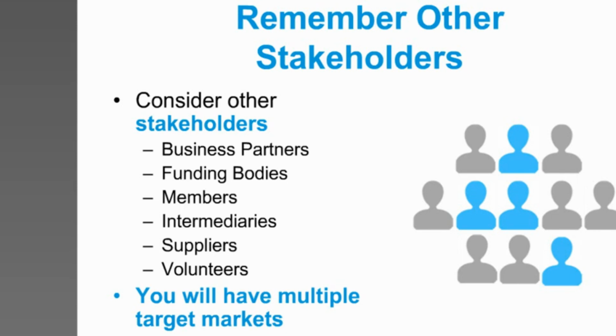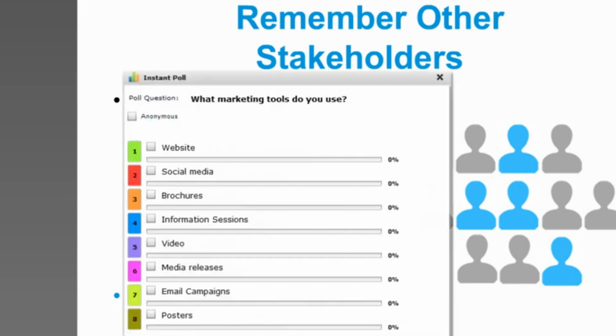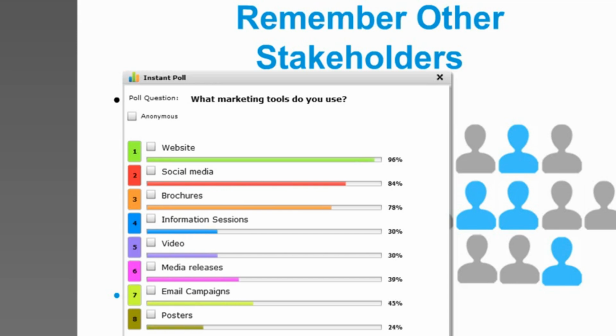So this one's really referring to marketing tools. What marketing tools do you currently use? Now this is a multiple choice question, so I'm going to launch this and you can pick as many as you like. So we've got, here we go, website. Do you currently use your website as a marketing tool? Social media, brochures, information sessions, and if you are using information sessions, perhaps you can elaborate a bit on that. Video, which is obviously becoming a lot more common in today's world, and many people are turning to video for a few reasons. Media releases, email campaigns, and then even posters. So maybe you are still using posters outside as well.